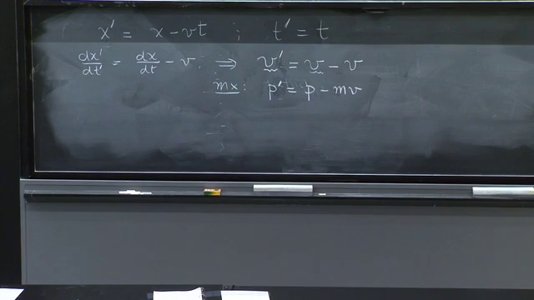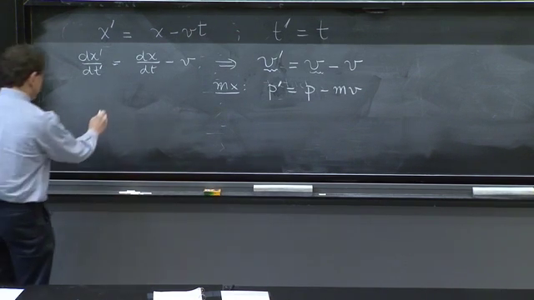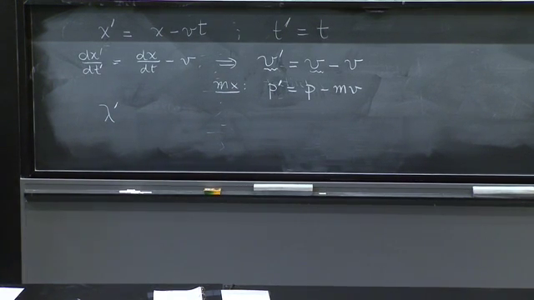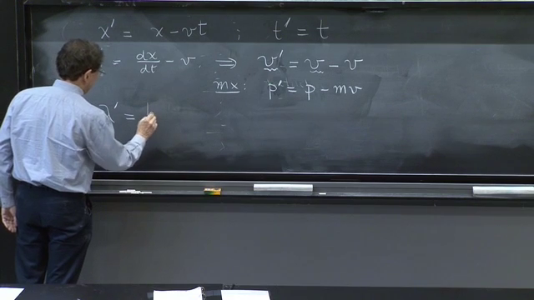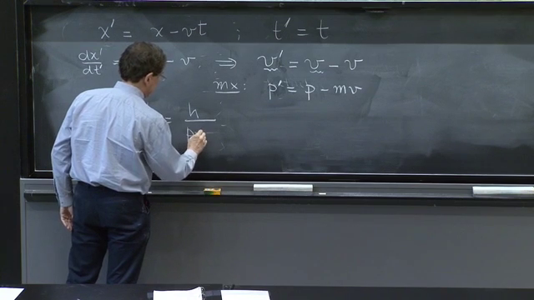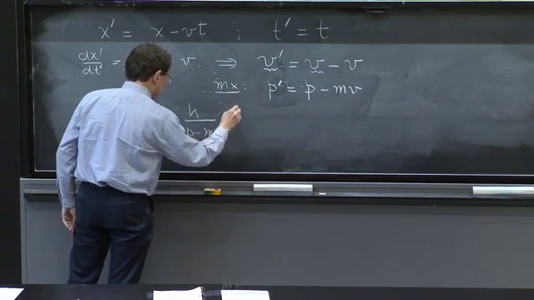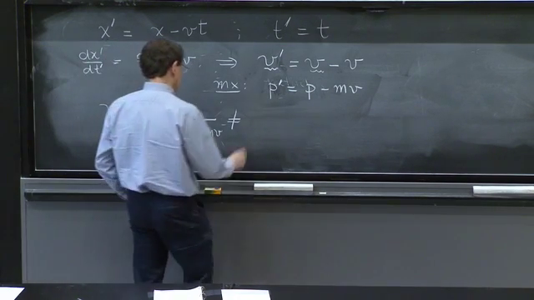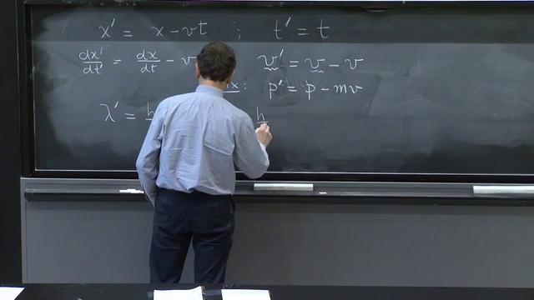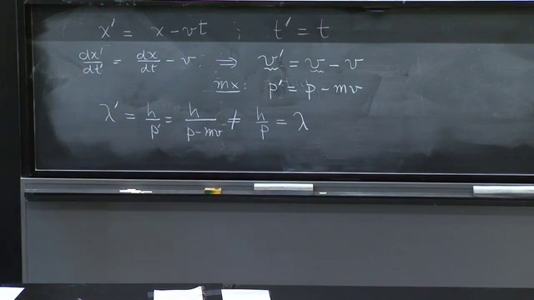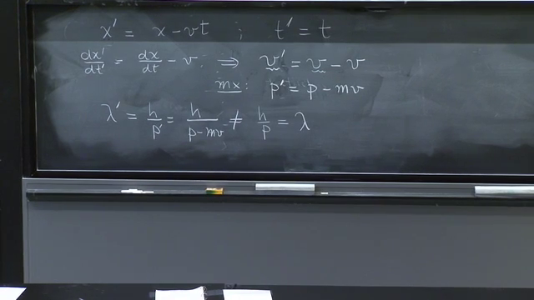So if you have that, we would have that lambda prime, the de Broglie wavelength measured by the running person, is equal to h over p prime, is equal to h over p minus mv. And it's quite different, quite substantially different from h over p, which is equal to the de Broglie wavelength seen in the lab. So these two de Broglie wavelengths will differ very substantially.